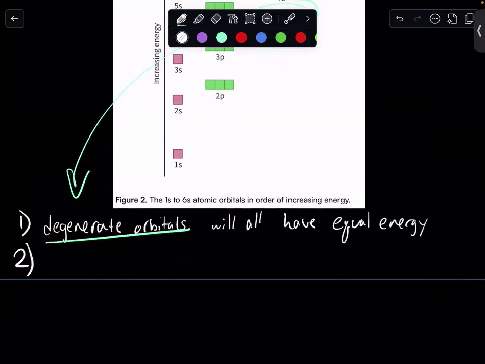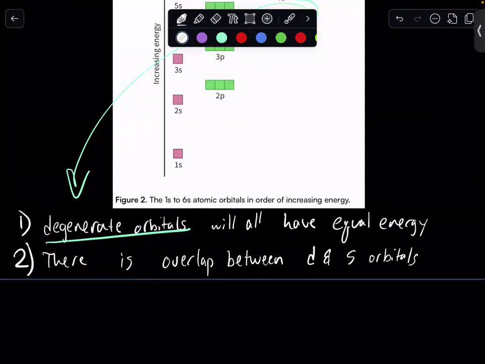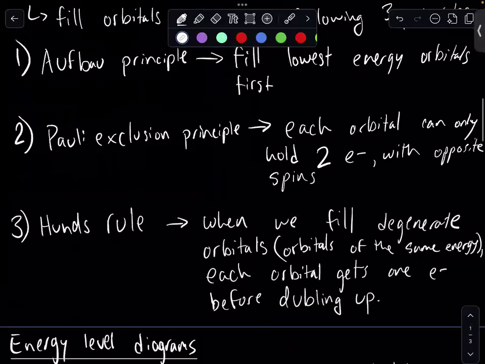Point two is that there is overlap between d and s orbitals, and that's specifically where you see it at 4s and 3d and 5s and 4d. So we have to make sure that the lower energy one is filled first according to the Aufbau principle. All right.